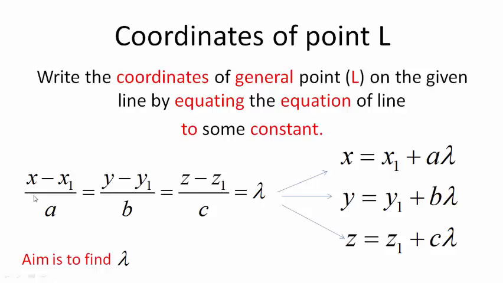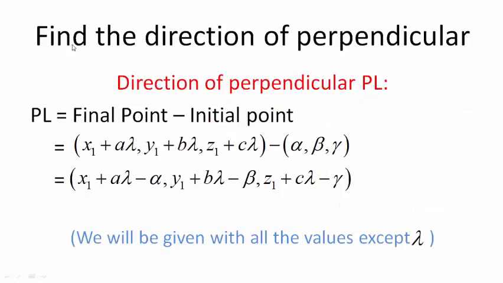If we equate each ratio to lambda, you will have x equal to x1 plus a lambda, y equal to y1 plus b lambda, and z equal to z1 plus c lambda. Now our main aim is to find lambda, since we have to find point L on the line only. To find lambda, we use the direction. Find the direction of the perpendicular, which means the direction of the perpendicular PL.